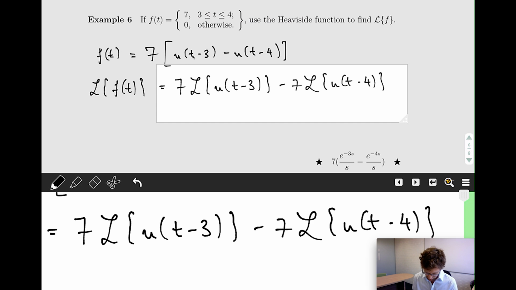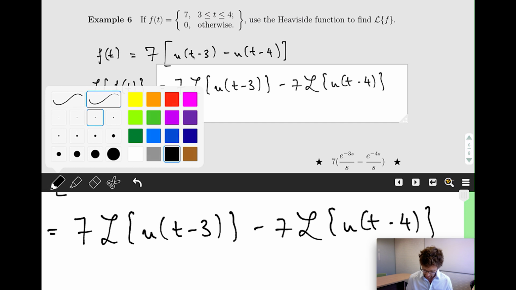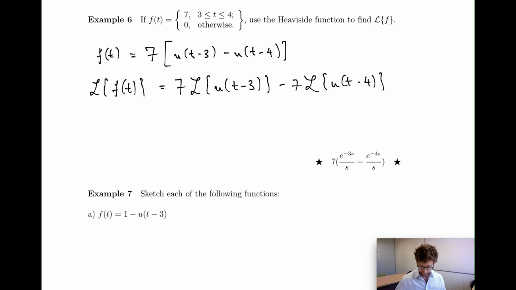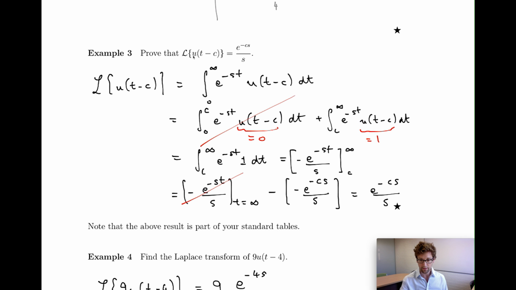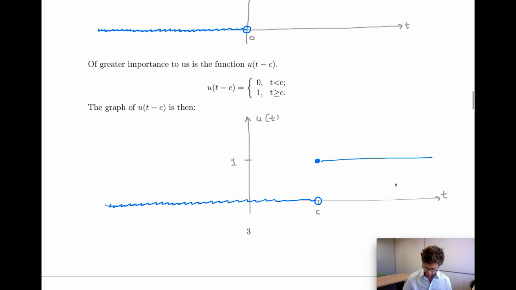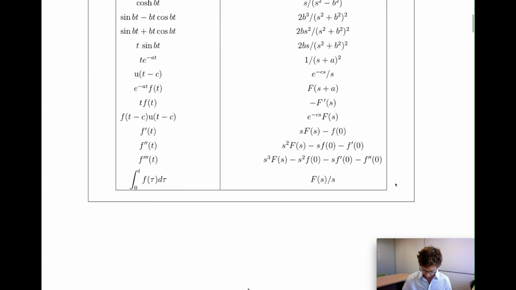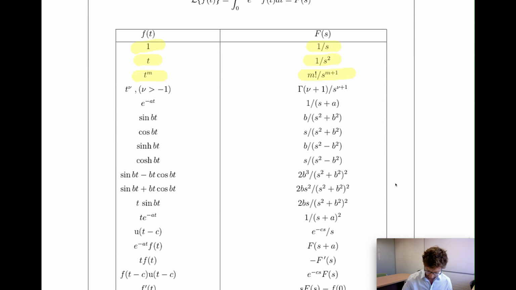Now let's refer back to our calculation of the Laplace transform of the Heaviside function. We did that in example 3, from the definition, but in fact it's also in the table. So let me show you where that is. Our Laplace transform of the Heaviside is right here. Here's our Heaviside on the left-hand side, and here's its Laplace transform. So the Laplace transform of u of t minus c is e to the minus cs over s.